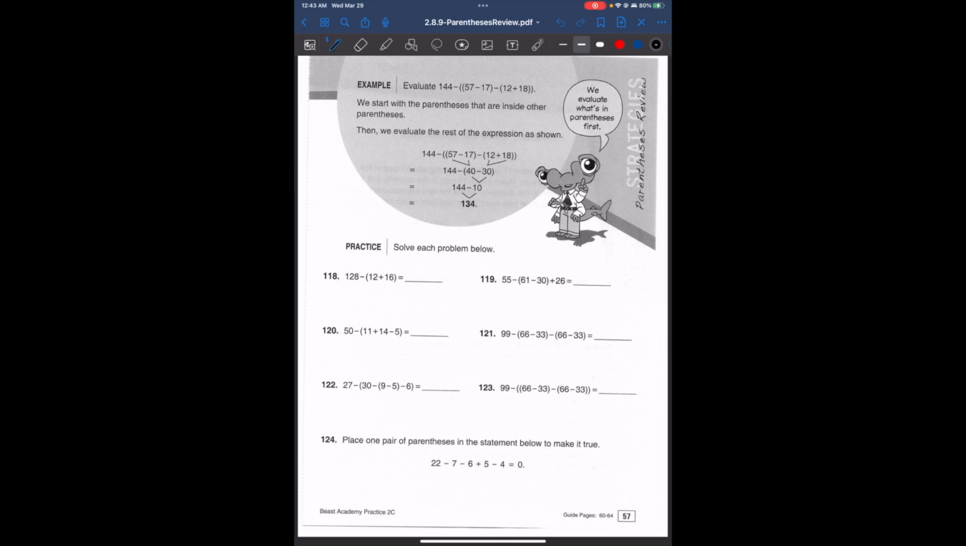Hi guys, my name is Melissa and today we're going to be talking about a strategy called parentheses. First of all, we're going to review what we know about parentheses. We'll start by looking at an example.